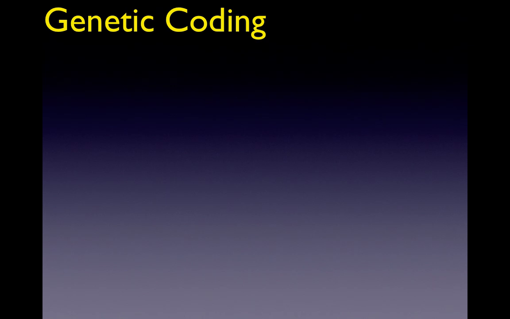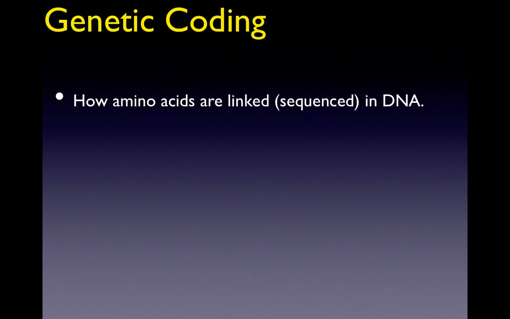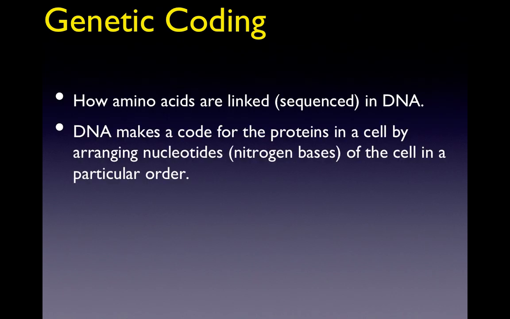So genetic coding, here's how that works. You may be asking, how does this happen? How can I figure this out with how DNA is telling my body to make RNA, to make proteins so that I have certain eye color? Well, this is how it works. Amino acids are linked in a sequence in DNA, okay? So DNA makes a code. It's like a secret code that only your body knows for the proteins in a cell by arranging the bases. So it arranges our A's, our T's, our C's, and our G's in a specific order for each protein, okay?